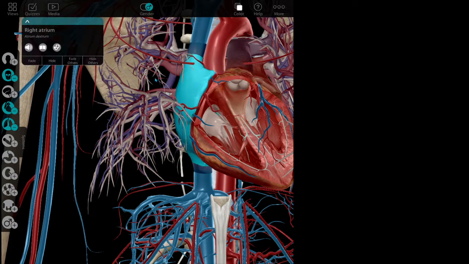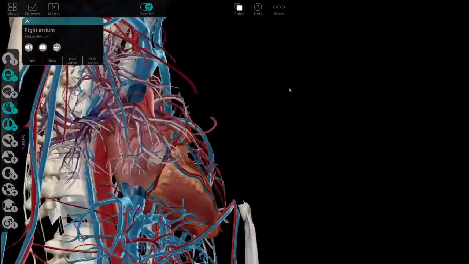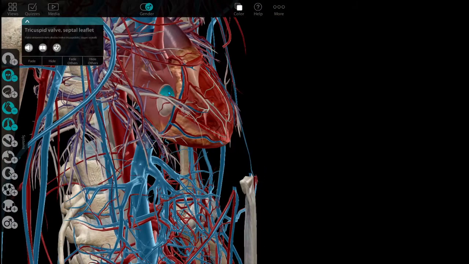Okay, so we have here the right atrium. If we hide that and try to view, this is the appearance of the right atrium. So we have here the tricuspid valve.